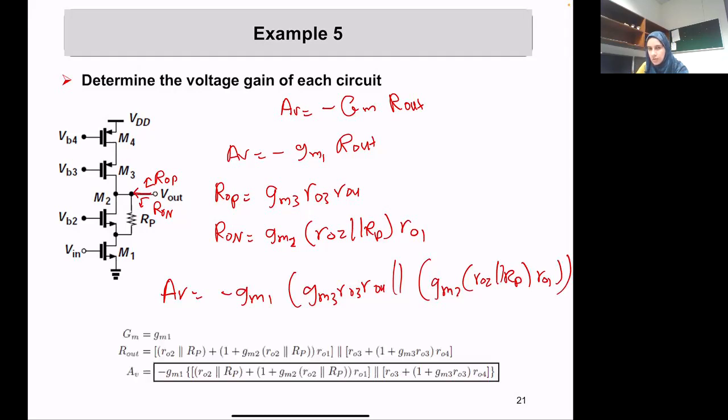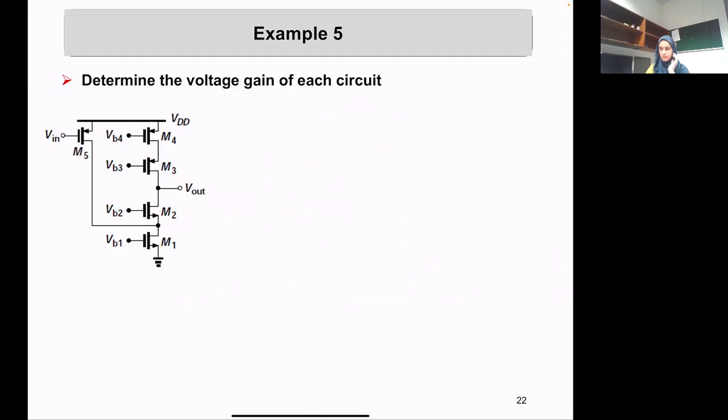Now, what about this example? Just take a second to look at the circuit yourself.